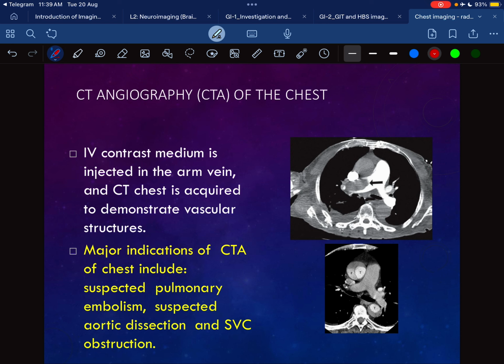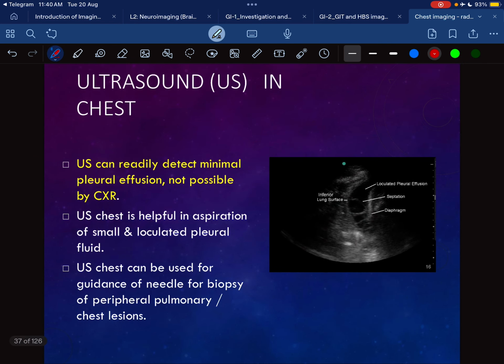Ultrasound helps us detect very small pleural effusion that's not seen well on chest X-ray. Ultrasound can detect as minimal as 5 to 8 milliliters. So it's the most sensitive exam to assess fluid. It can help differentiate between simple and complicated or complex fluid. We can also use ultrasound for guidance in biopsy and drainage.